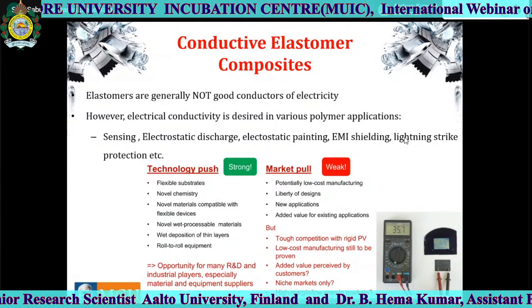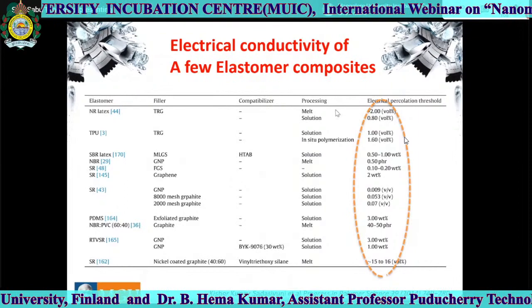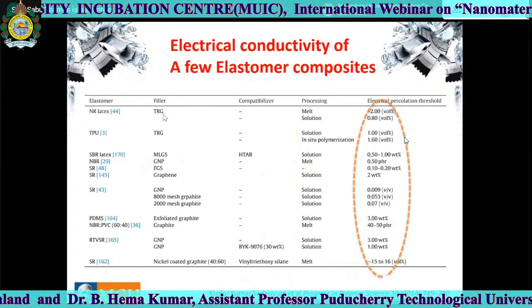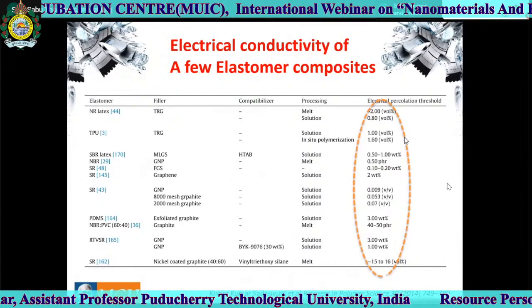Look at the data here. Natural rubber latex has been used for conductive applications by adding reduced graphene oxide, thermally reduced graphene oxide. Thermoplastic polyurethane might be made conductive by adding graphene. So if you look at a series of references, you can have fantastic references.